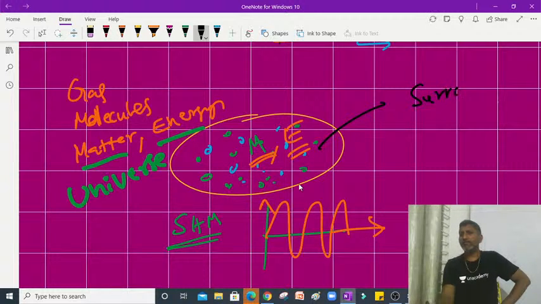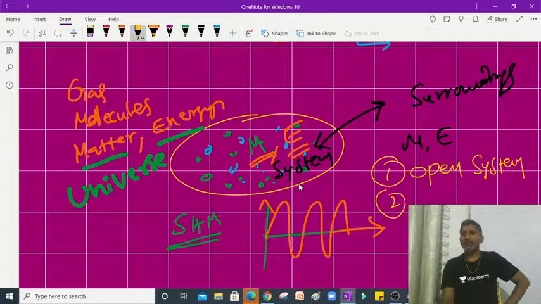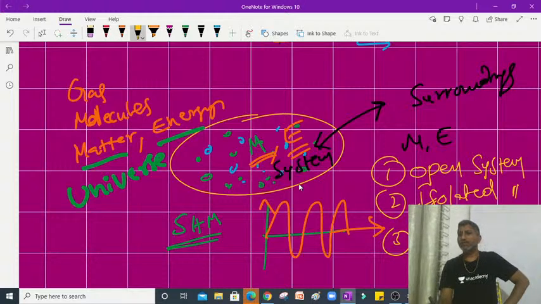This is surroundings, we know clearly, surroundings. This is system. So system to surroundings or surroundings to system, if both matter and energy are exchangeable, that is said to be an open system, students. Suppose both are not able to transfer, that is an isolated system. If only energy can be transferred on either side, that is said to be a closed system.